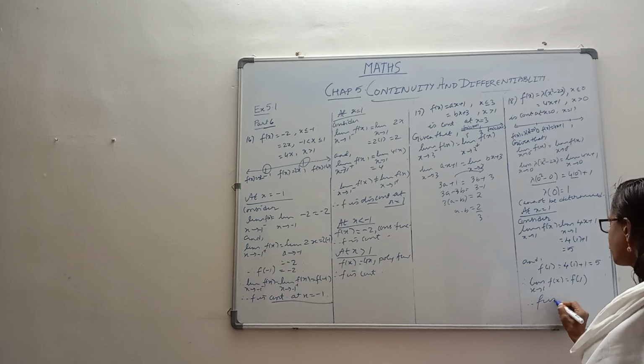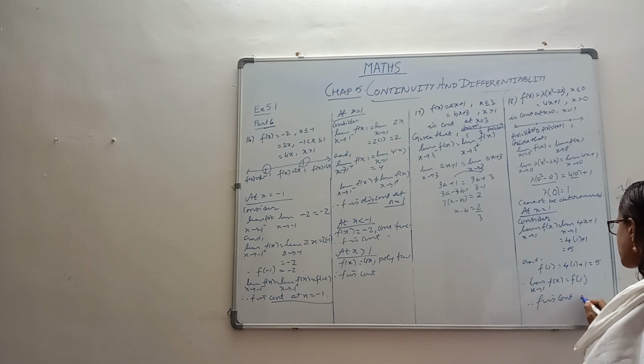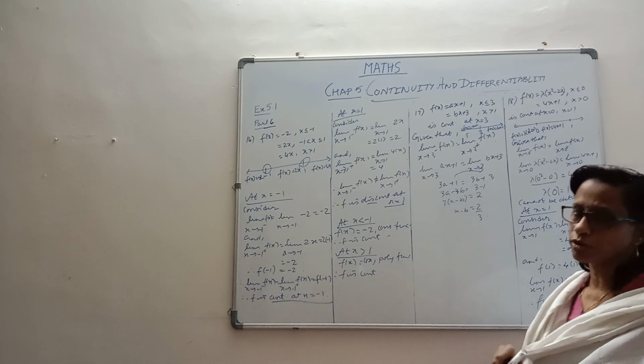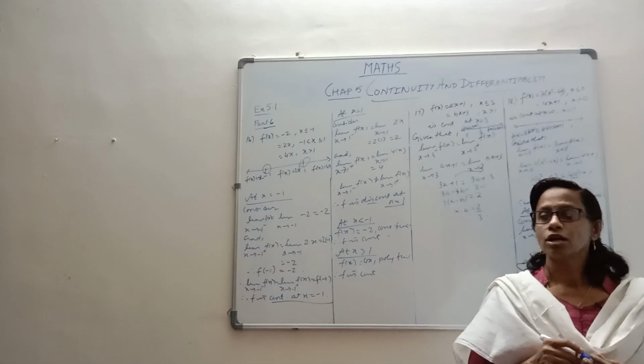So limit as x tends to 1 of f of x is f of 1. Therefore, f is continuous at x equal to 1. At x equal to 0, though it was continuous, we were not able to find the value of lambda because the function was structured like that. Okay, that's about this.